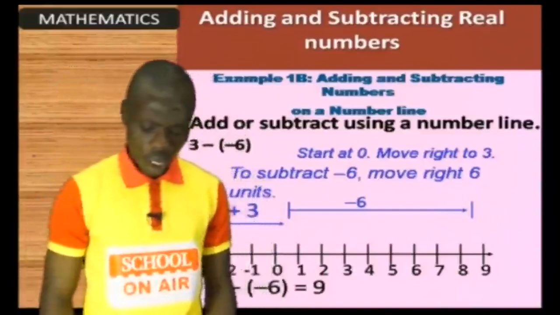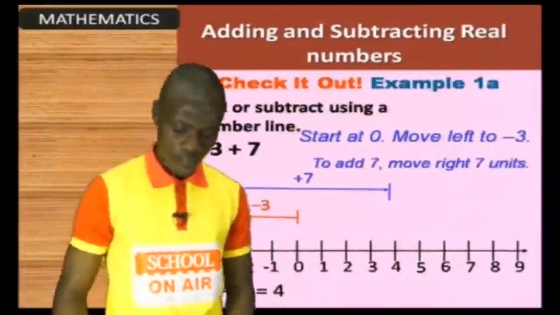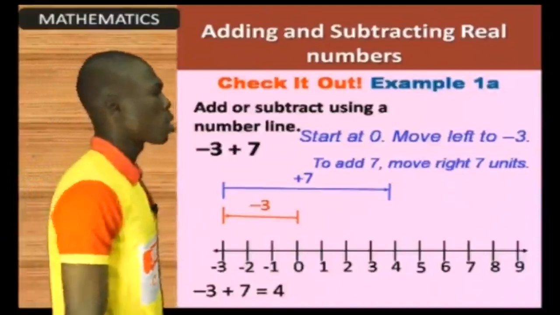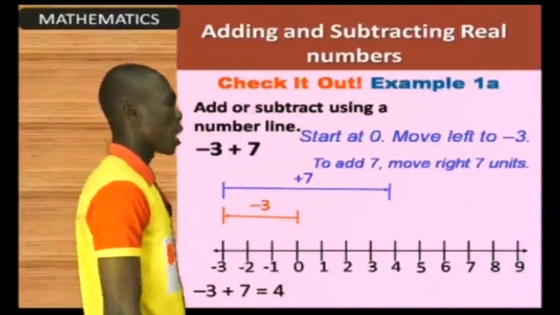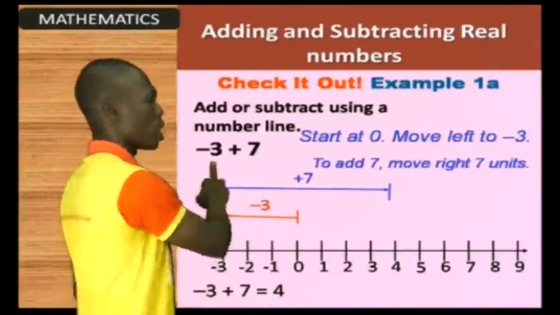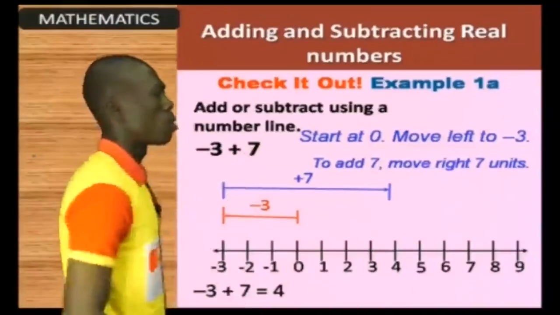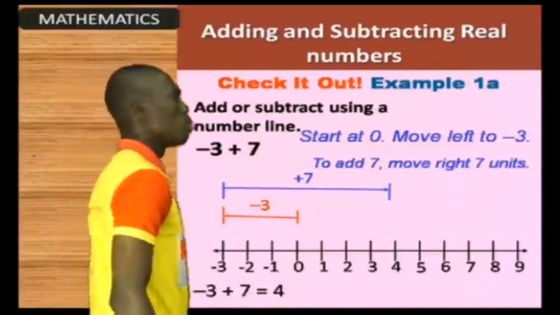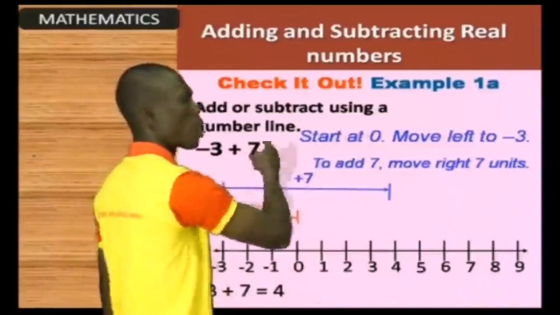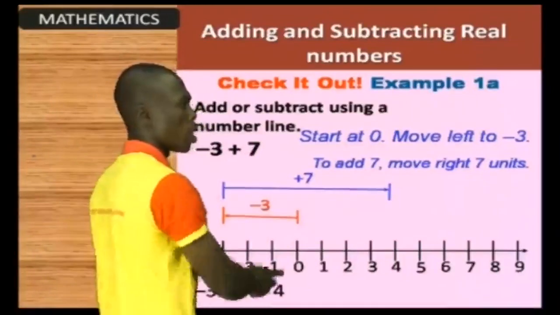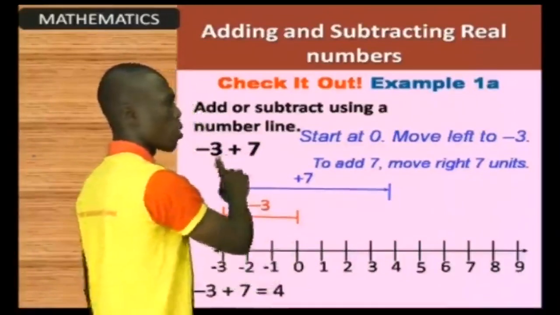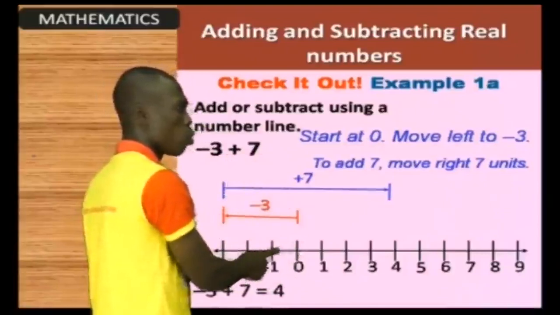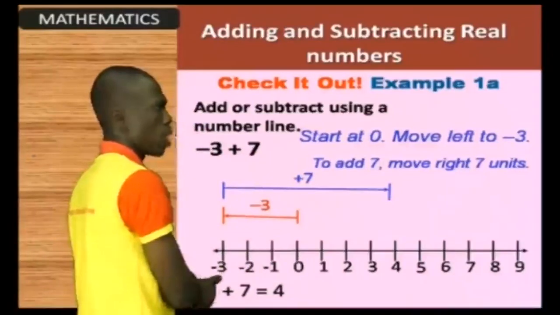All right, so let's proceed and check this one out. You have add or subtract using a number line. Minus 3 plus 7. Now again, we start at 0 and move left to minus 3. Now this is point 0. Now I have minus 3 plus 7. So this is from point 0. I move from point 0, 1, 2, 3 to minus 3.